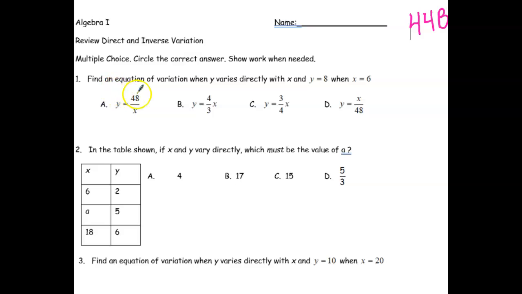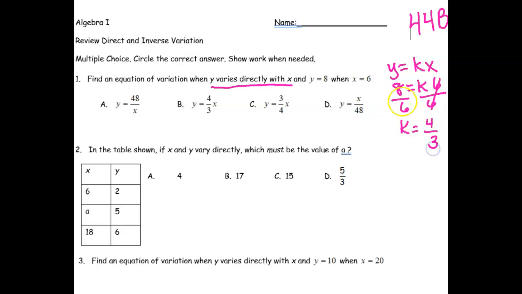So it says find an equation of variation when y varies directly with x and y is equal to 8 and x is 6. So remember, you're just going to start out and write the direct variation equation. And your whole goal to start out is to get your constant of proportionality. So if your y is 8 and your x is 6, I'm going to just set it up like that to line it up. If you divide, okay, you're going to get your k. Your k is equal to 4/3, okay, because 4/3 is simplified from 8/6. So you can go from there and try to figure out the direct variation equation.